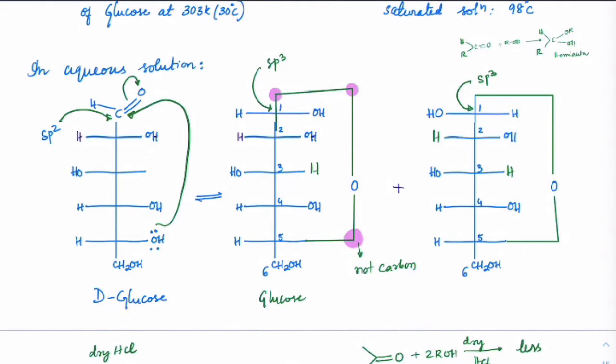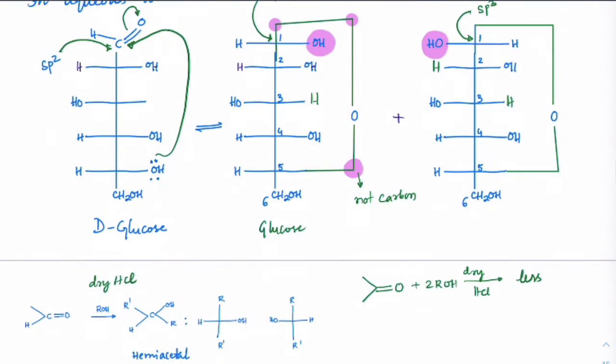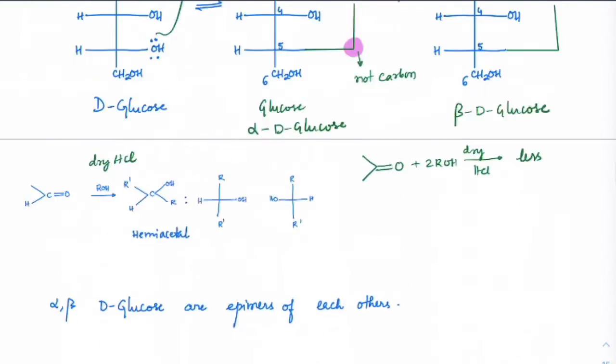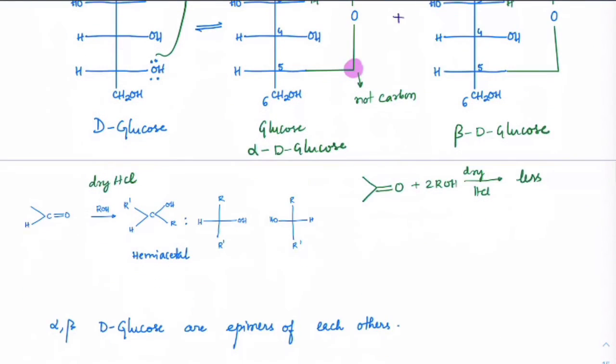And the way to remember is, in the hemiacetal position, if the OH is on the right hand side, we call it alpha D glucose. This is alpha D glucose. If it is on the left hand side, we call it beta D glucose. This is the way to remember. OH on the right hand side, it is alpha D. OH on the left hand side, it is beta D. I hope all of you understood how the alpha and beta glucose are forming.